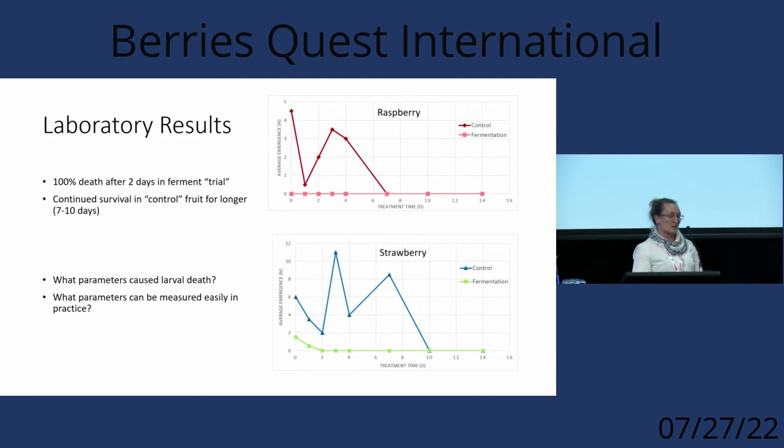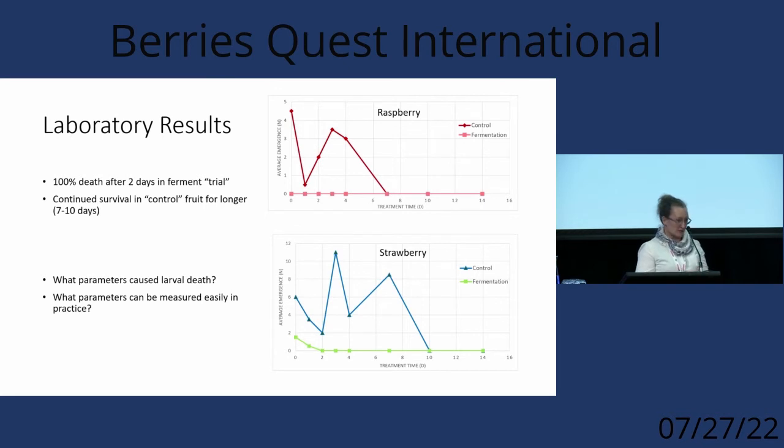To summarise the laboratory results, they found very quickly that in raspberries, there was no Queensland fruit fly emergence in the fermentation vessel. Yet samples that were taken from the control fruit actually showed that some Queensland fruit flies emerged 7 to 10 days later.